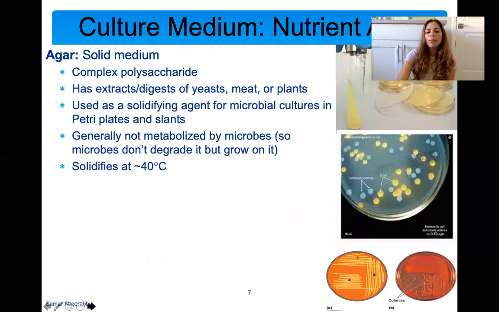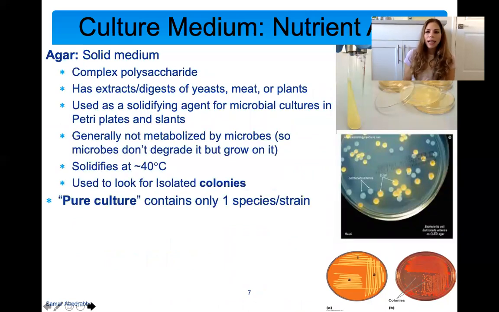Okay, now we're going to talk a little bit more about agar. Agar, again, is a solid medium, so it's not like broth, it's not liquid, and it looks like jello. It's a complex polysaccharide that has extracts of yeast, meat, or plants. It basically is a very nutrient-rich medium for bacteria to grow on, and we put them in Petri plates. The little round plates are called Petri plates, and then there are slants. It's generally not metabolized by microbes, so microbes grow on it, but they don't degrade it.